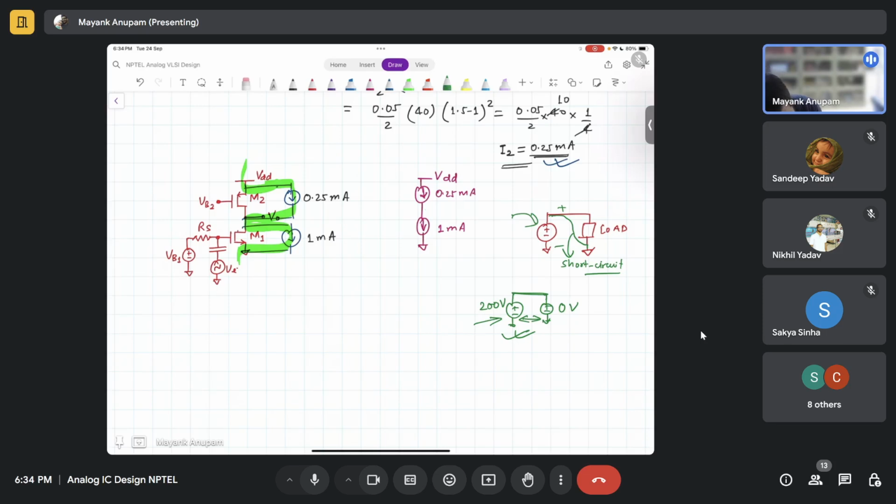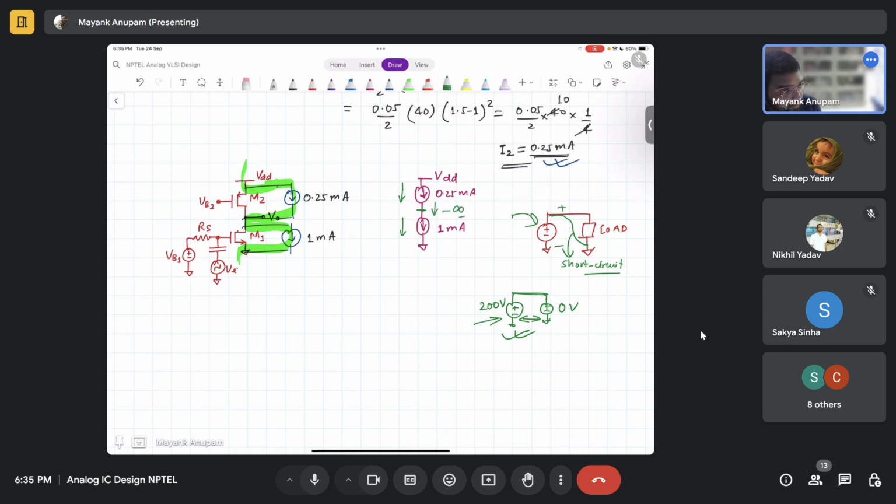From the top, it is giving 0.25 milliamperes. At the bottom, it is demanding 1 milliampere. So what is going to happen to this node voltage? It is suddenly going to go down, right? It's going to drop, isn't that so? I mean, are you guys following me? Yes. So this voltage here is suddenly going to go down, and if it is an ideal condition, this voltage will go all the way to minus infinity.